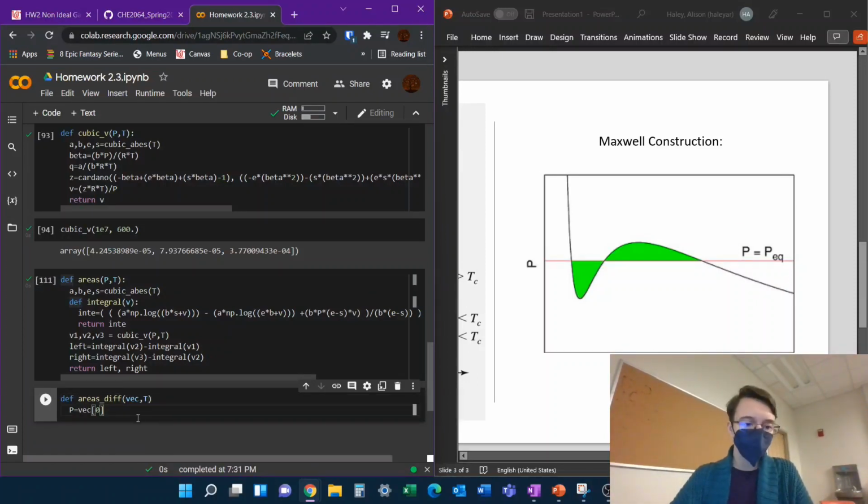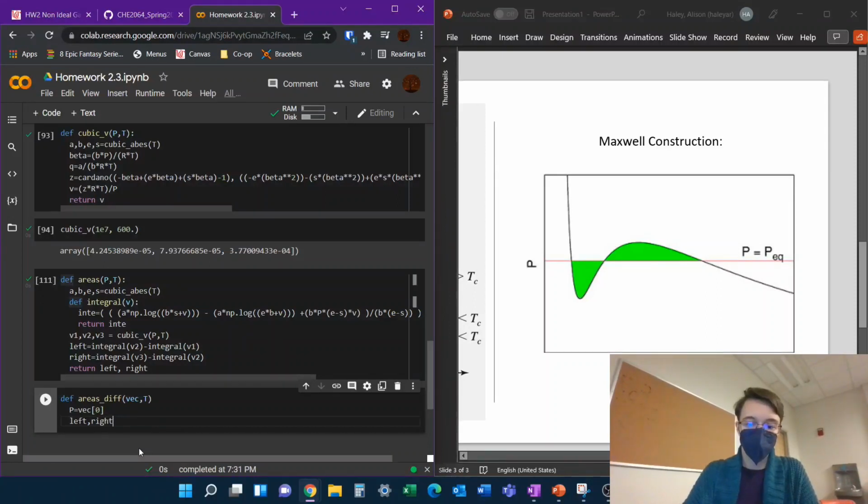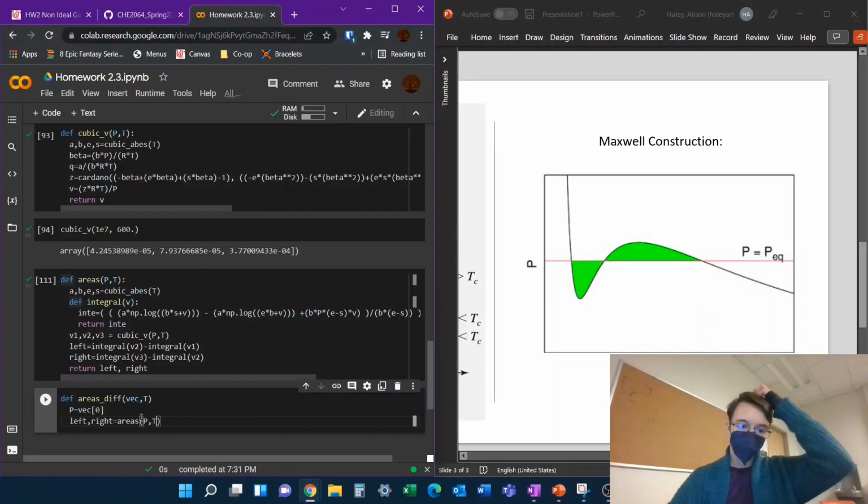So we'll have that. And then we need to find these areas. So we just need to call this function areas that we've made. So we're going to have the left area and the right area. It's going to be equal to the areas function of the pressure and the temperature. So this pressure is going to be iterated through because it was from this vector, and then the temperature will remain constant because we're only looking for it on one temperature curve.